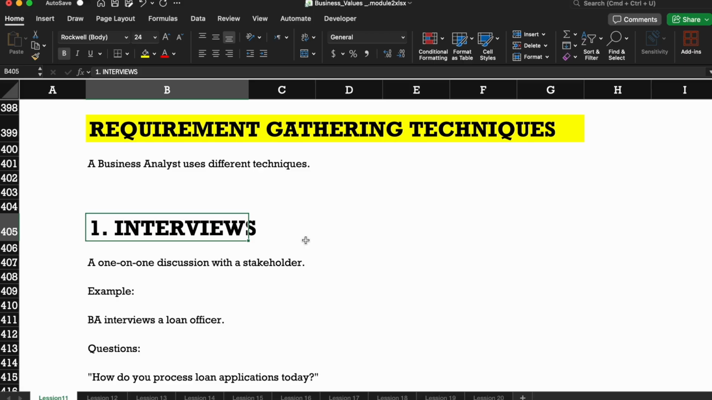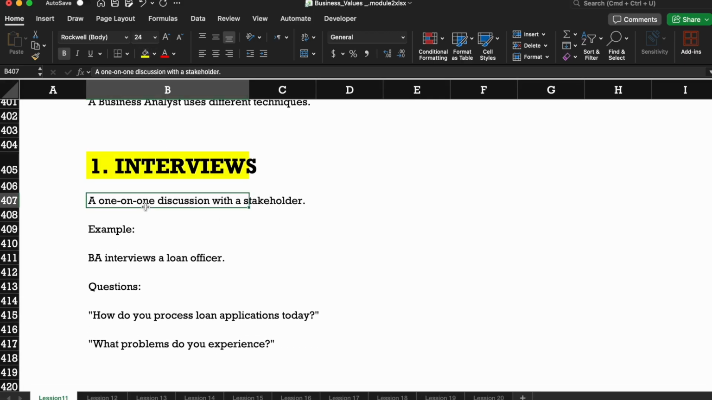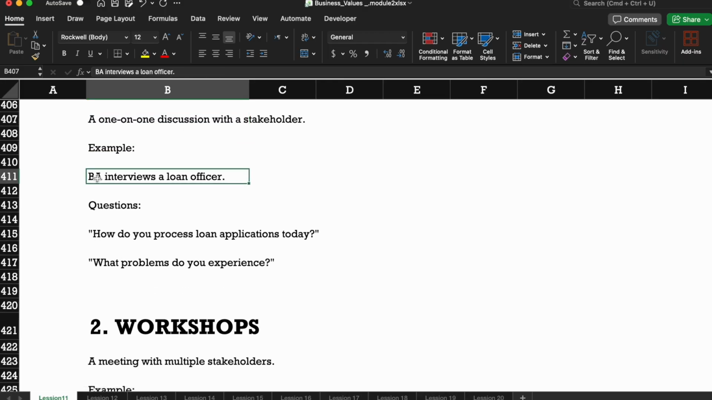You should have your own strategies. So yes, interviews are best practice as one-on-one discussion with a stakeholder. For example, a BA interviews a loan officer. Question: how do you process a loan application today? What problems do you see or experience, right?